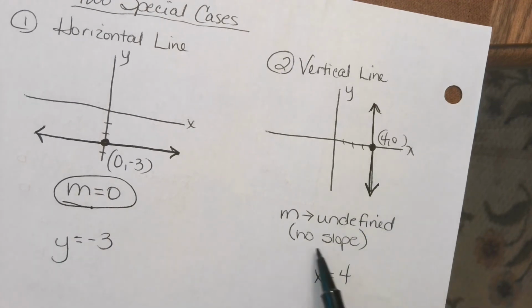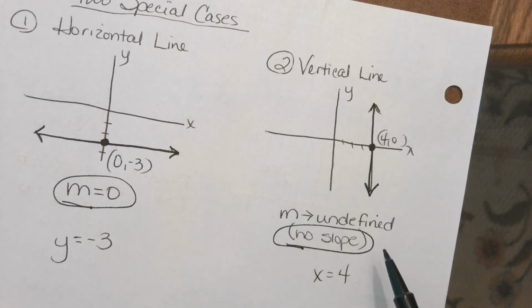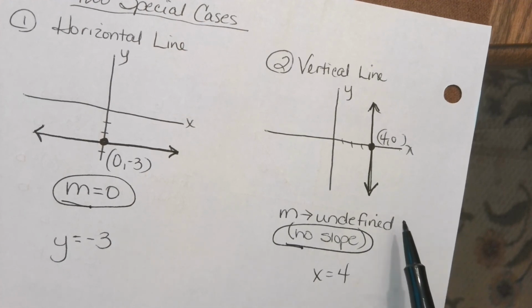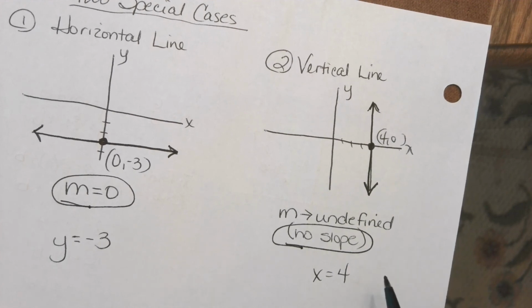On a vertical line, it has no slope. If you're asked what the slope is on a vertical line, the answer is no slope. When you calculate it, you get something that's undefined, but it's not an undefined slope, it is no slope. Just a reminder of all these.